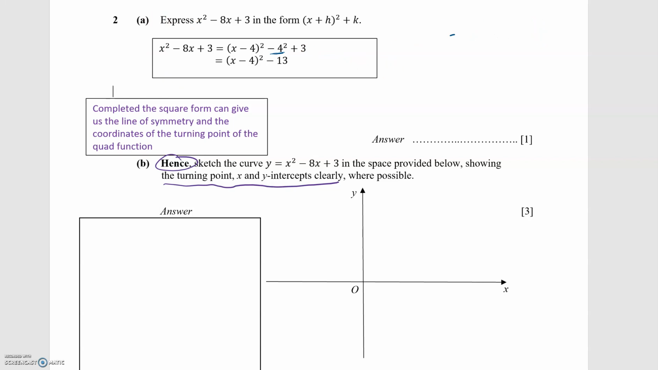If I have x minus a squared plus b. Okay, so the function y equals x minus a, the whole thing squared, plus b. My line of symmetry will simply be x minus a equals 0. So line of symmetry will be x equals a. Okay, so this is my line of symmetry.